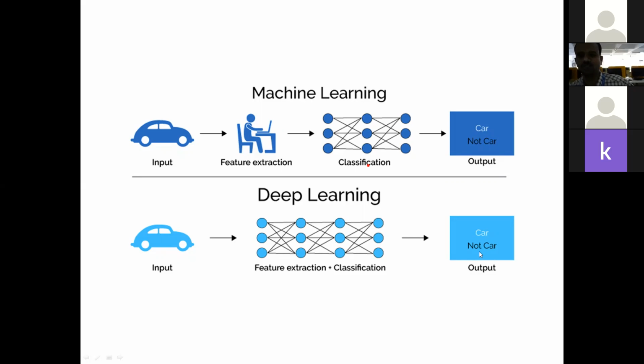So this important difference you should be remembering, and even to your students you should tell that in machine learning we need to put an effort for feature extraction. In deep learning we need not put that effort for feature extraction. This is the main important difference between machine learning and deep learning.